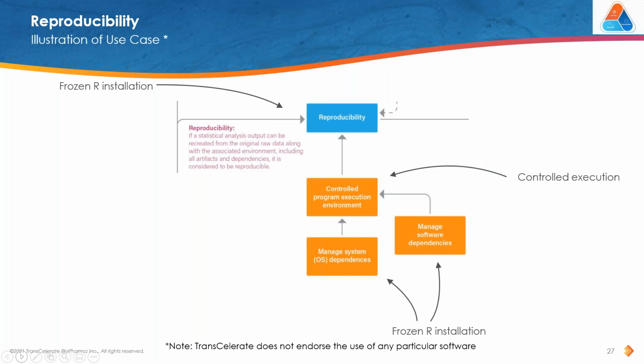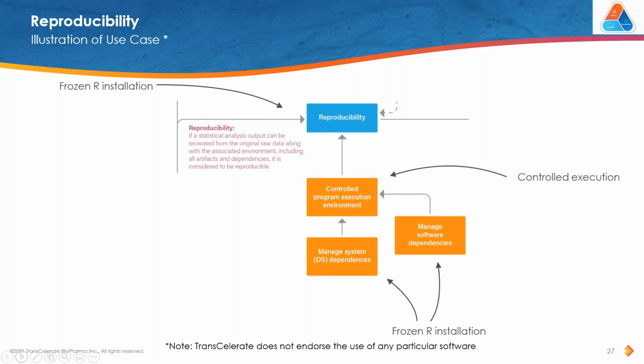Next, let's talk about the reproducibility. In the scope of the MSA framework, it is considered to be reproducible if a statistical analysis output can be recreated from the original data set along with the associated environment, including all the artifacts and dependencies. So if an output is not reproducible, we would be in big trouble because it would be questionable whether the results of the output can be trusted. So it is very essential that the environment is able to reproduce an output.